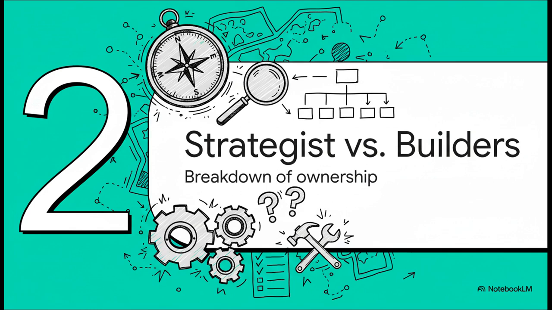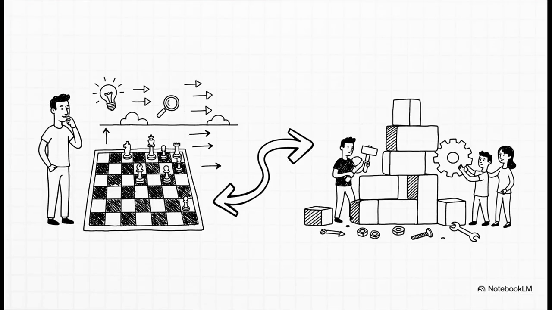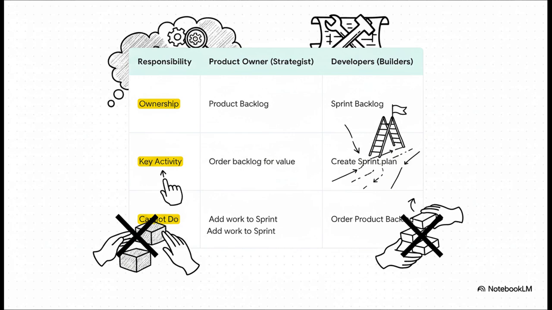Who's in charge of what? This is where so many teams trip up, so let's make this perfectly clear. Here's a really simple way to think about it. The product owner? They're the strategist. They're focused on the big picture, the vision, the value. And the developers? They are the builders, the ones in the trenches turning that vision into a real working product piece by piece. Now look at this table, because the clarity here is just fantastic.